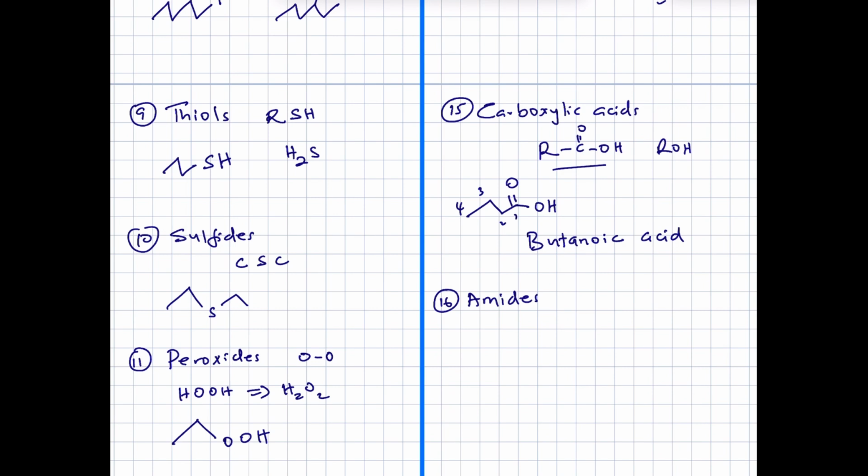Number 16, amides. This is different from amines. Remember, amines was RNH2. Amide now, you have R-carbonyl-NH2. So an example of that will be this compound here, and that will be an amide.